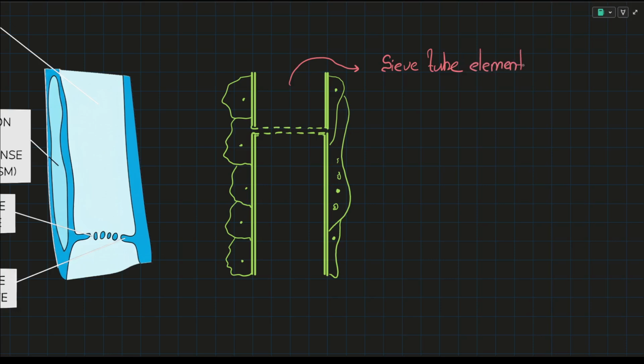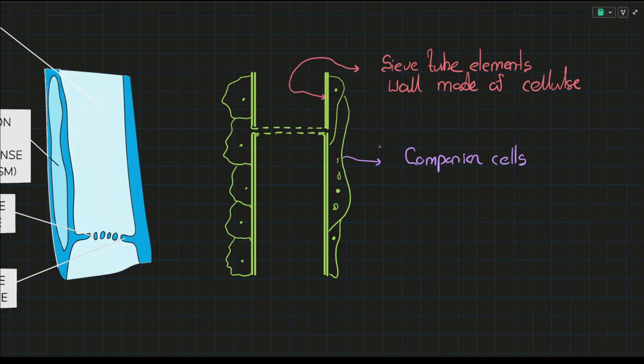Just like xylem vessel elements, we have sieve tube elements, and this is the wall of it. Sieve tube elements wall. Wall made of. What is a plant cell wall going to be made out of? Cellulose. It will be made out of cellulose. And then these associated cells are known as companion cells.